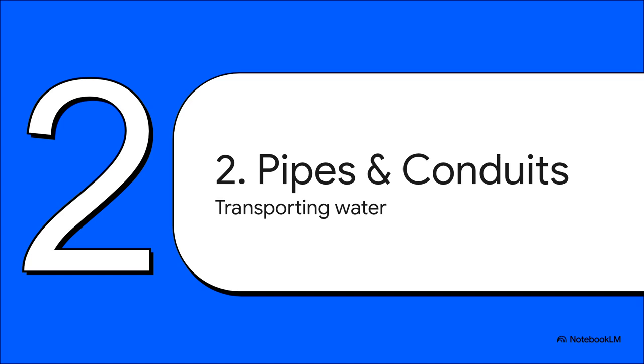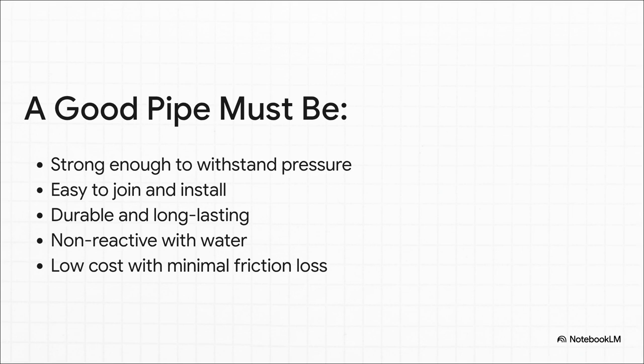Pipes and conduits. Before we get into all the different kinds of pipes, let's think about what we're even looking for. What makes a good pipe? Well, it's got to be tough, right? Able to handle pressure from the inside and the outside. It can't be a pain to install. It needs to last for decades. Crucially, it shouldn't mess with the water quality. And, of course, it has to be affordable. This is basically the job description for a pipe.